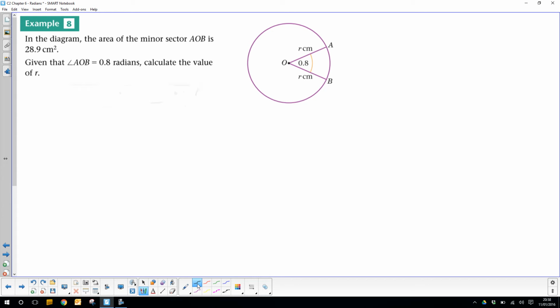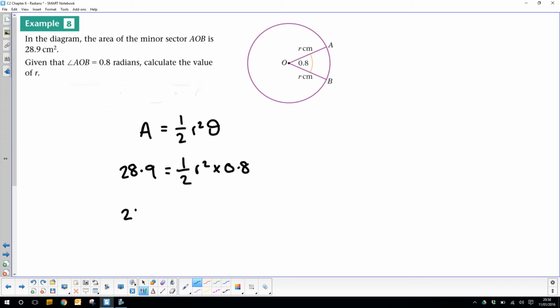So let's just write down what we've got. Area equals a half r squared theta, and now it's a substitution exercise. We've got 28.9 is the area, equals a half r squared, which we don't yet know, times 0.8, and we can solve however we want from there. Double both sides and then divide, or we could do a half times 0.8, which is 0.4, and divide by that. So let's do that.